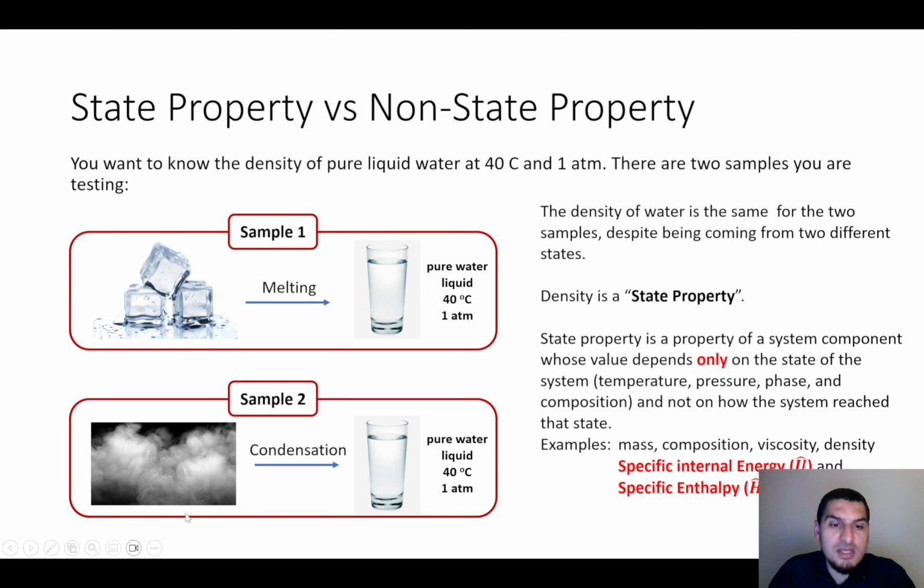The viscosity, the density, the specific internal energy, and specific enthalpy are state properties. And this is the point that we want to refer to here. The specific internal energy and the specific enthalpy are state properties. This is extremely important to know. So if I have a system at specific conditions of temperature, pressure, composition, all I need to know is the current conditions of the system. It doesn't matter how it reached these conditions. This is very important.